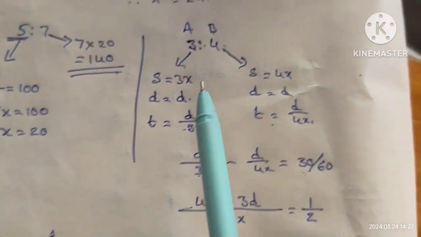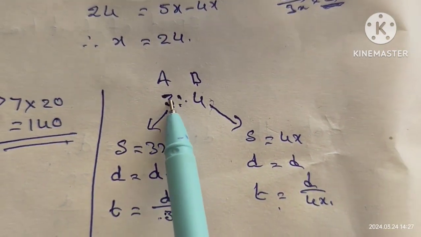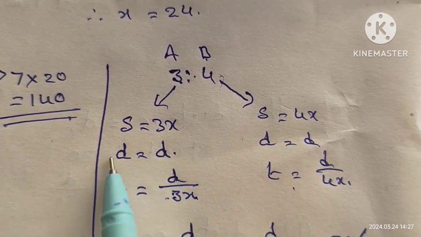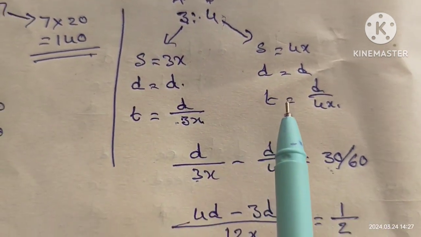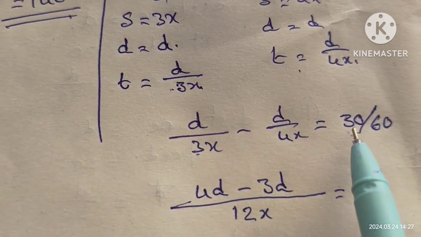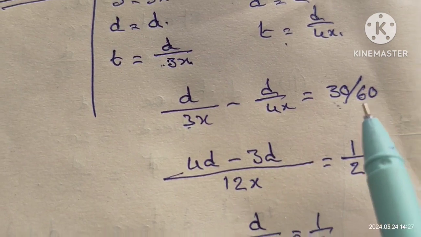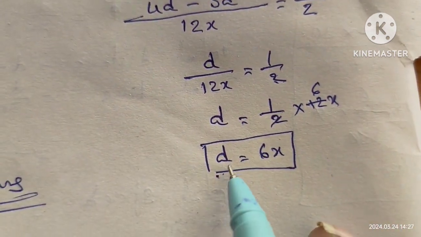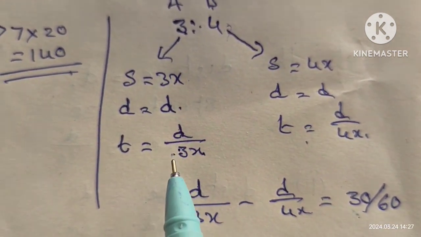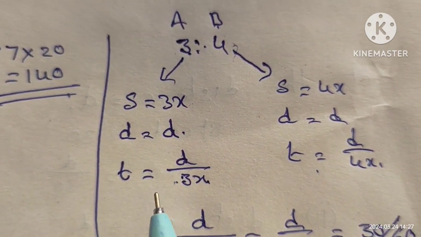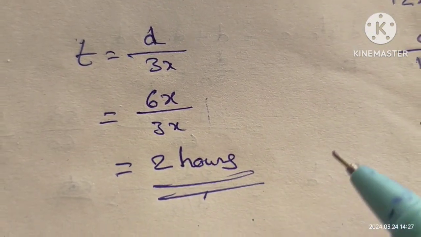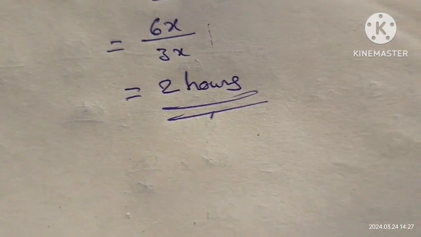So see once again, first they gave the ratio, so I took the ratio of the speeds as 3x and 4x, and the distance as D only. I calculated the time. They said the difference between the times is 30 minutes, so 30 by 60. Then simplifying it, I got D equal to 6x. Now they are asking the time taken by A. So D by 3x, and D by 3x means it is 2 hours. So that is the sum.